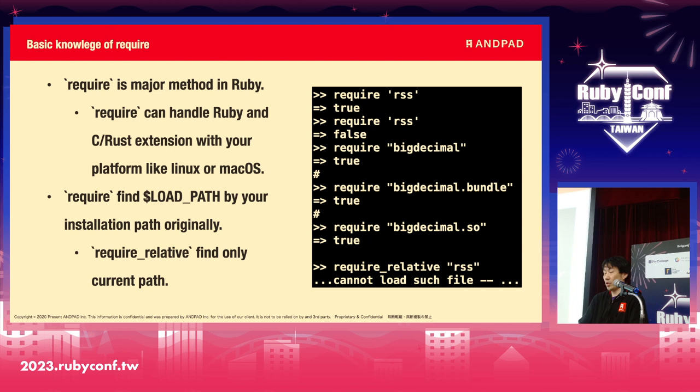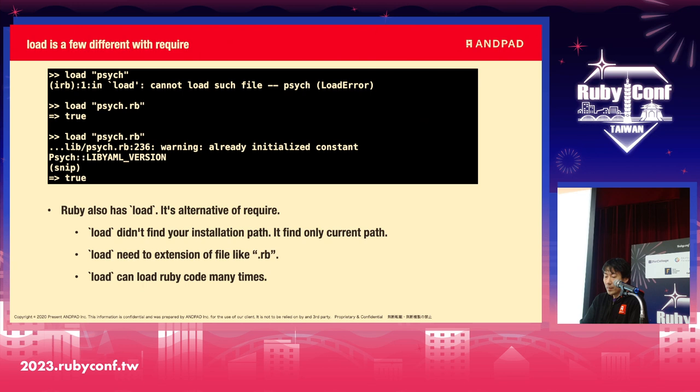If you need only the current path, we have require_relative. require_relative will not search from the load path, only the current path. Ruby also has a load method, which is an alternative to require. load searches your load path, same as require. You need the full file name containing the extension, like .rb, when using load. load can load Ruby code multiple times again and again, which is a key difference from require and require_relative. If you wish to load your code with some modification in the same process or IRB context, the load method may help.